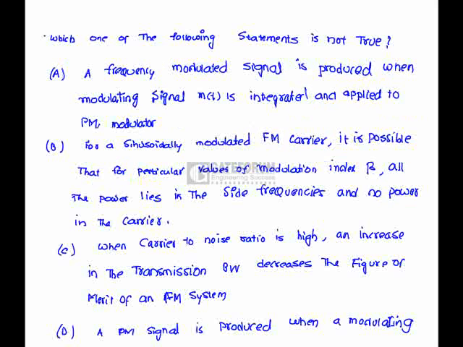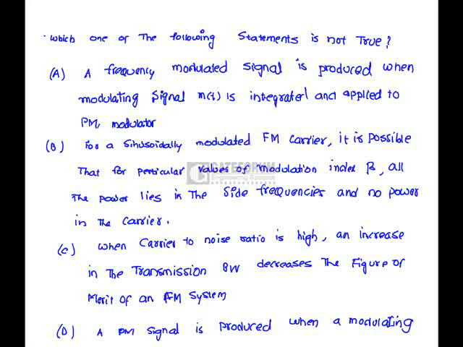Question is, which one of the following statements is true? Statement A: a frequency modulated signal is produced when a modulating signal is integrated and applied to a PM modulator. Yes, it is a correct statement. And for statement B, for a sinusoidally modulated FM carrier, it is possible that for particular values of modulation index, the power lies in the side frequencies and there is no power in the carrier at all.